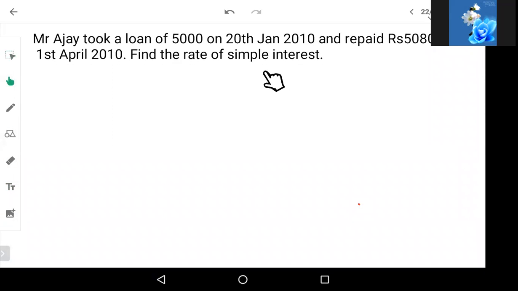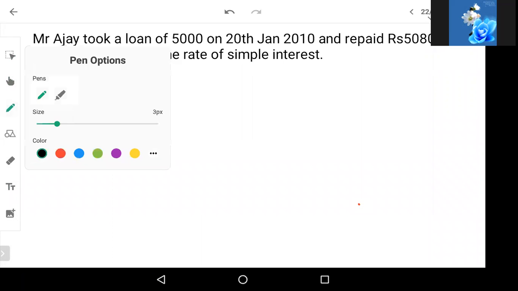So we have not solved such a problem until now where we are finding the rate of simple interest. We have found the principal, we have found the simple interest. Now this problem is where we'll find the R. So the rate of simple interest will be found here. So let us start. Whatever is given to us, we will have to write that first.